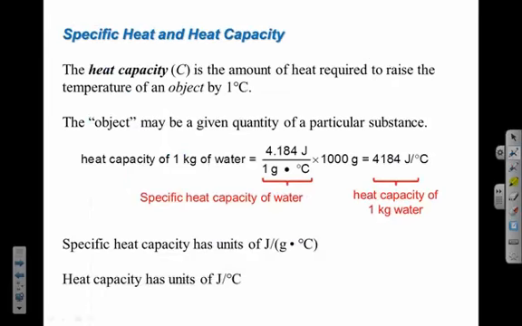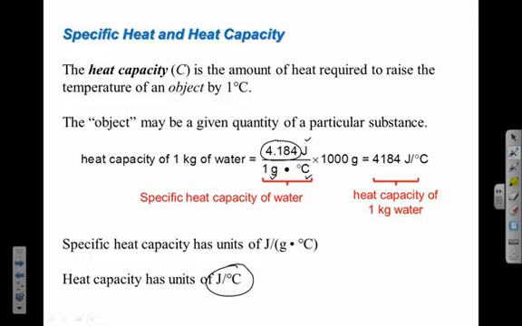So let's look at some examples here to illustrate this relationship. So for water, the specific heat is 4.184. That's the number of joules the water would absorb if I had 1 gram of it and the temperature of the water went up 1 degree Celsius. The heat capacity, though, is something that is not specific for the quantity of water I use.